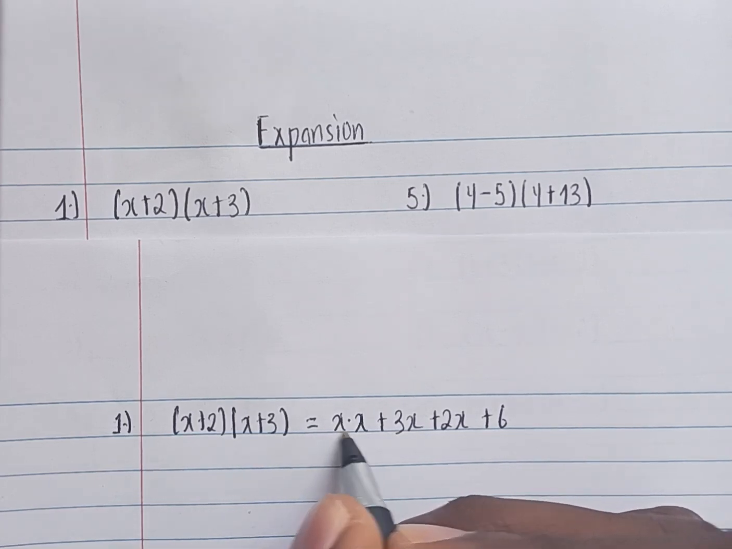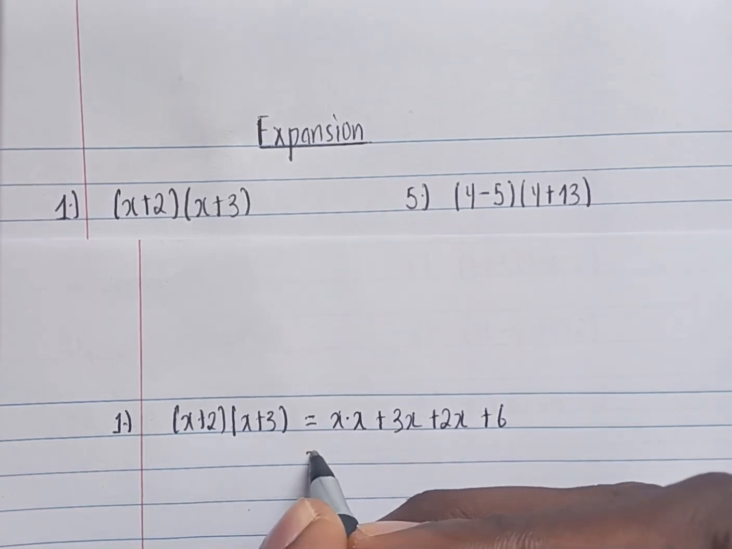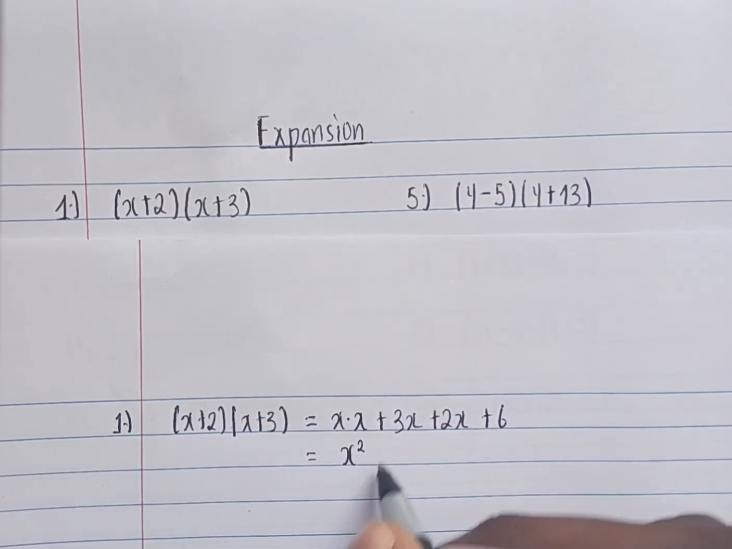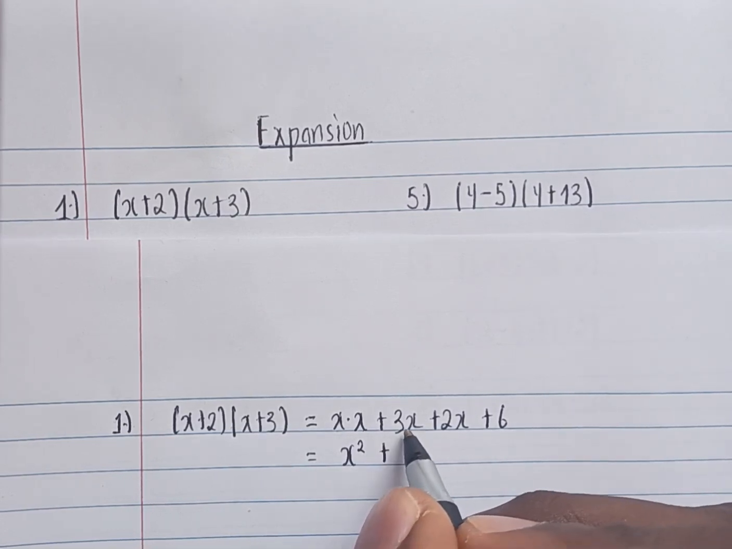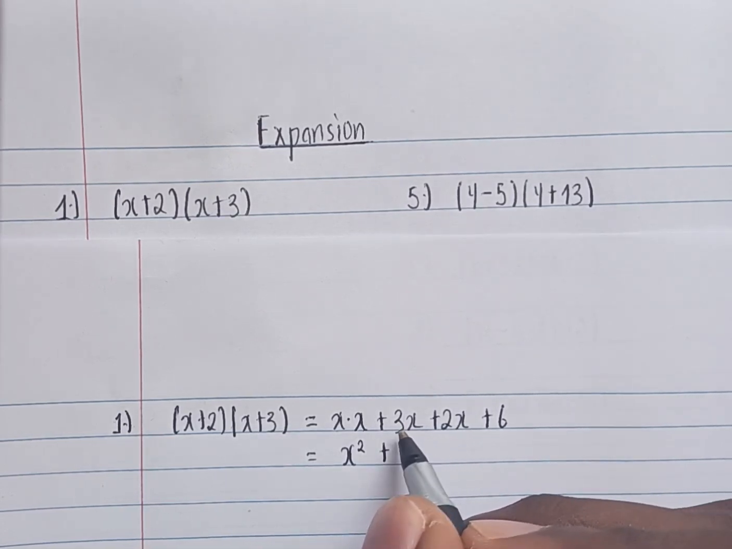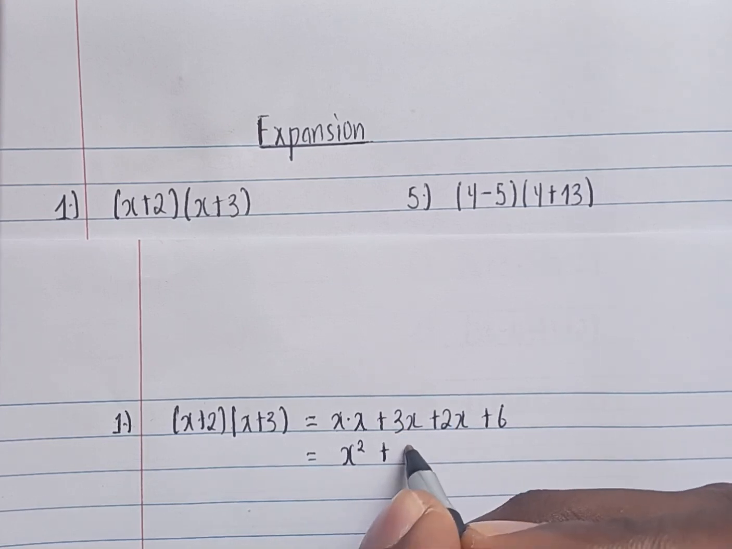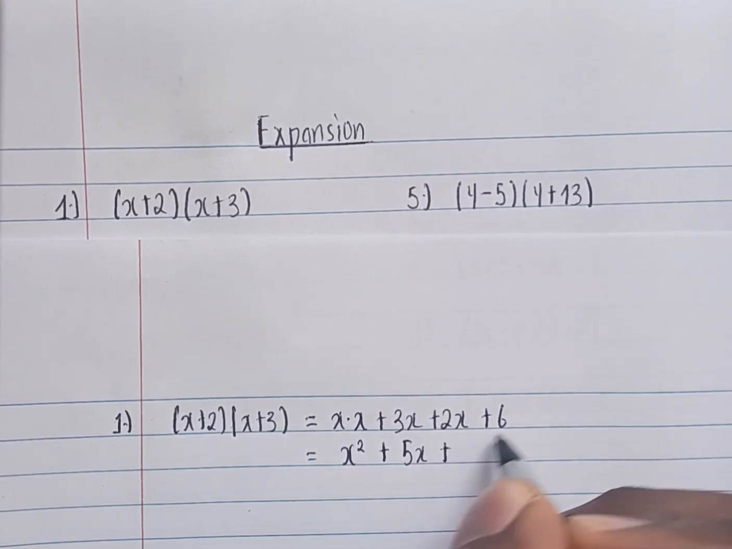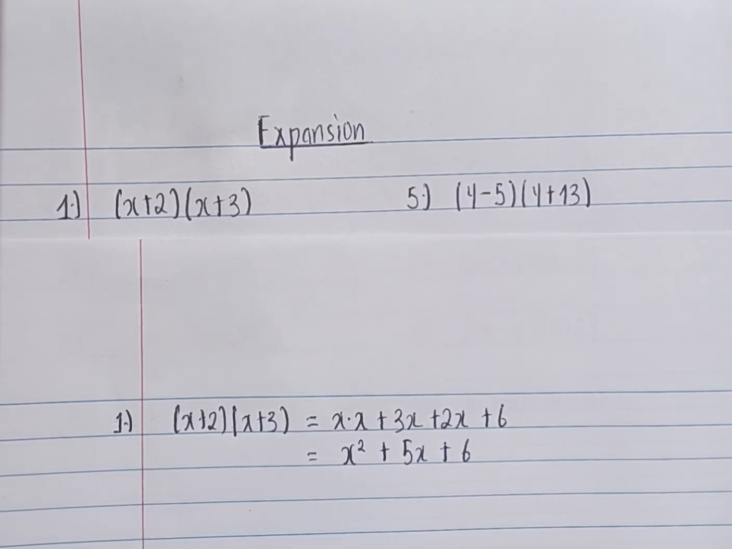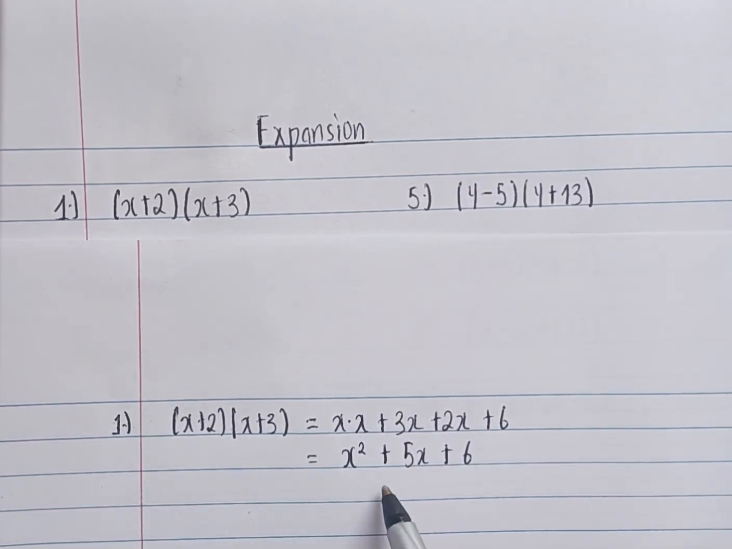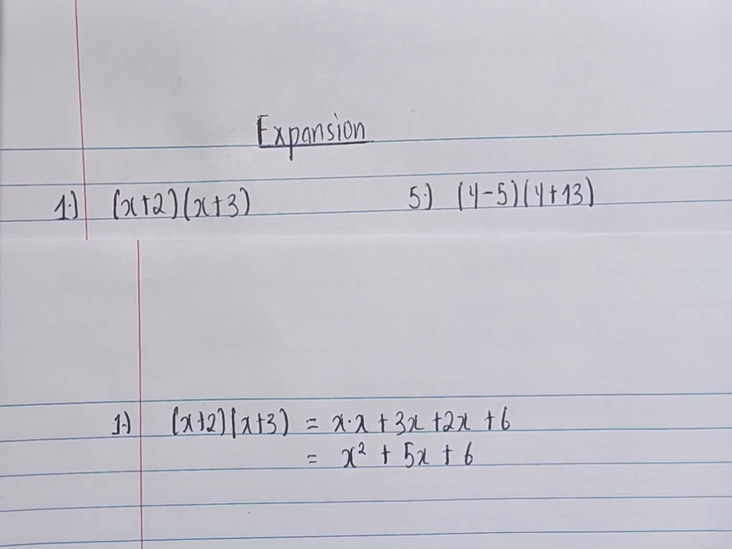Now, we have x times x. x times x is x squared. x squared plus, we see that we have like terms, 3x and 2x. 3 plus 2 is 5. So 3x plus 2x is 5x. So we have 5x plus the remaining 6. And that's it. We have unlike terms, so they can't be evaluated.